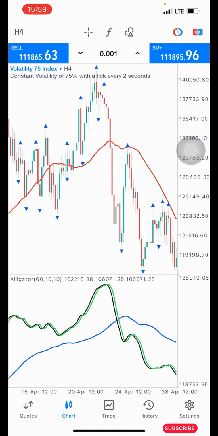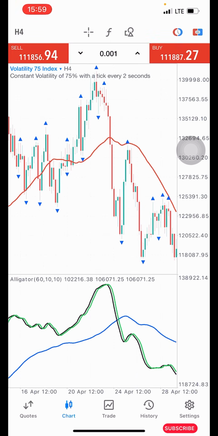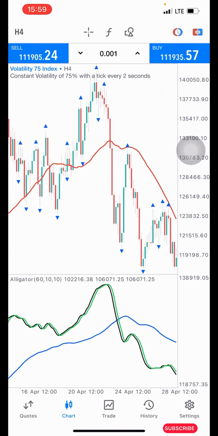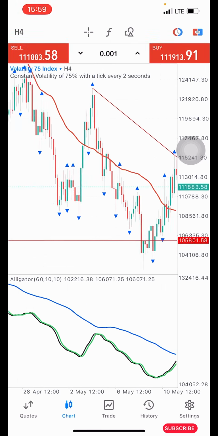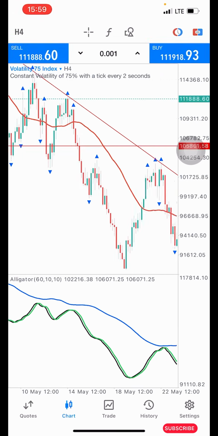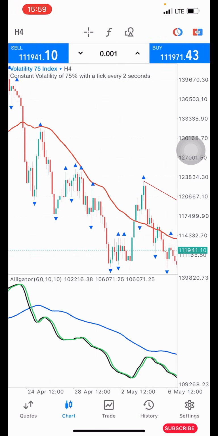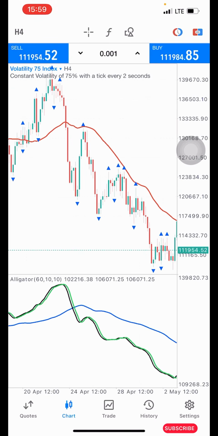I don't want to mark this area and go back, it will take a long time to go back to this area. You can see this is far backward, so it's going to take a long time. That's why I'm just doing the explanation from the 4 hours time frame here. But I hope you understand what I'm trying to say. That is basically how the strategy works.